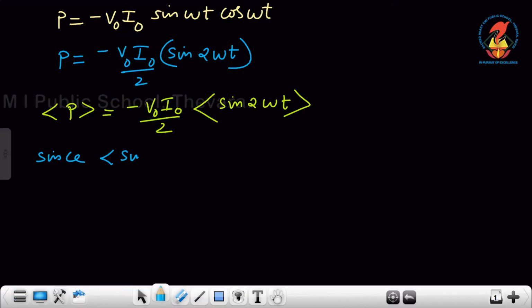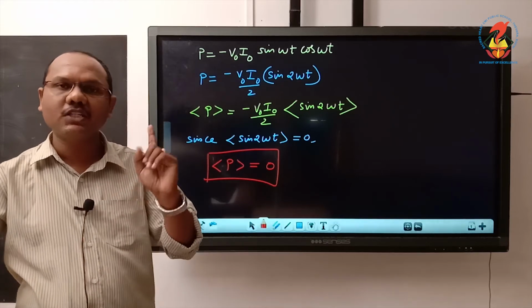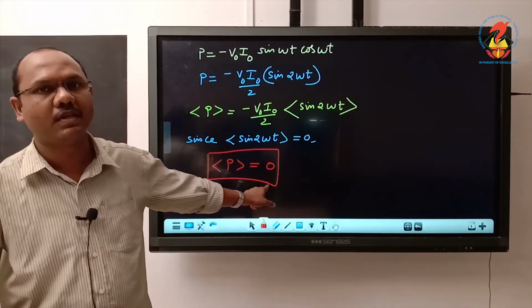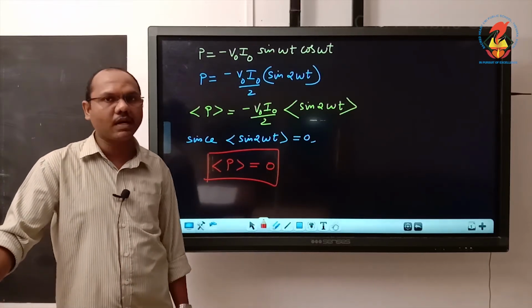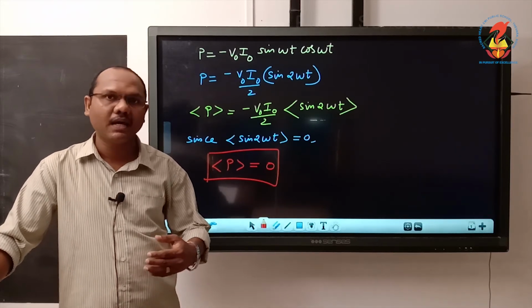Therefore, since the average value of sine 2 omega t is equal to 0, the average power consumed by a purely inductive circuit is 0. This is the consideration I told you, wattless current. It does not consume any power. So this current is called wattless current. Okay. Now let us see the power consumed by a capacitor.